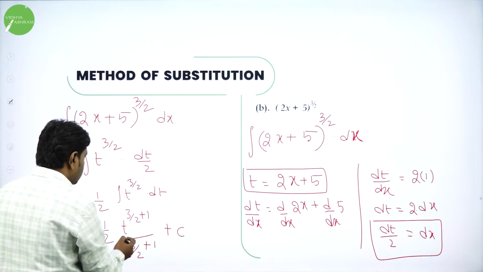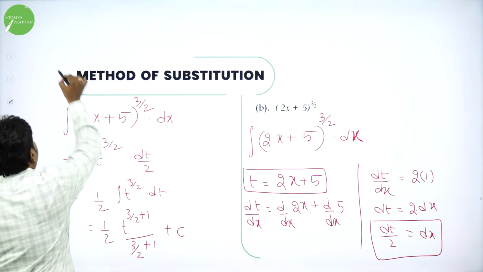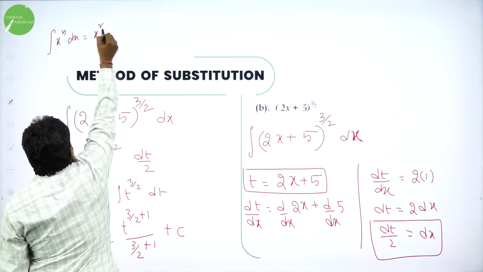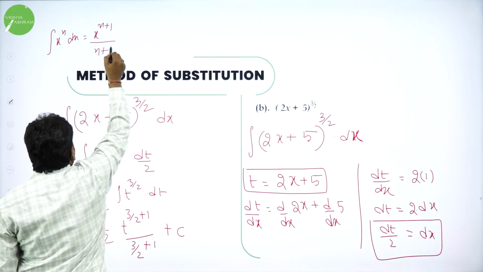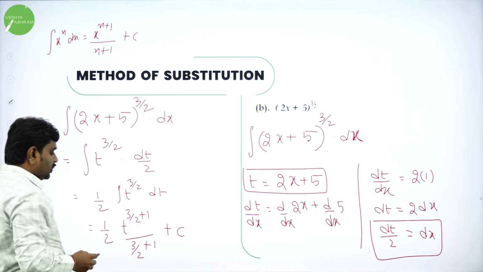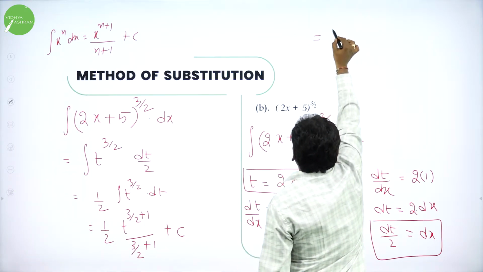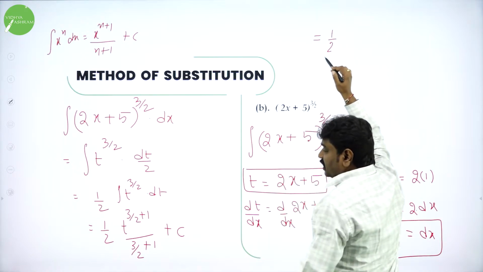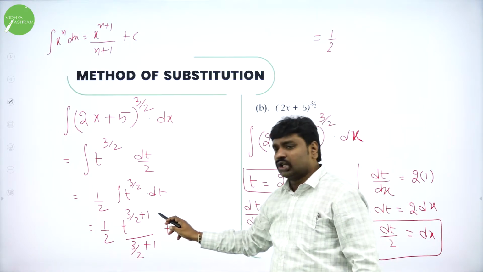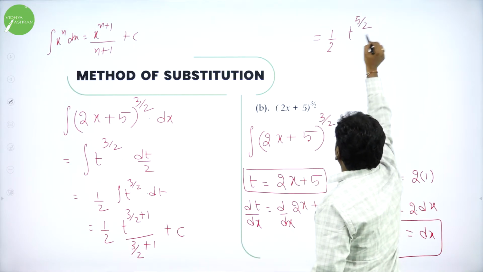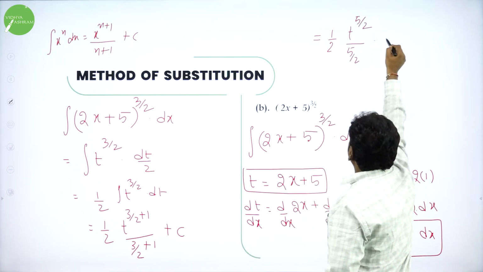It is in the form integration of x power n. All of you know integration of x power n dx is x power (n + 1) divided by (n + 1) plus c. This is the formula I am using. Now simplify this further. Finally you will be left with 1 by 2 into t power 5/2 divided by 5/2 plus c, since 3/2 + 1 is (3 + 2)/2, which is 5/2.